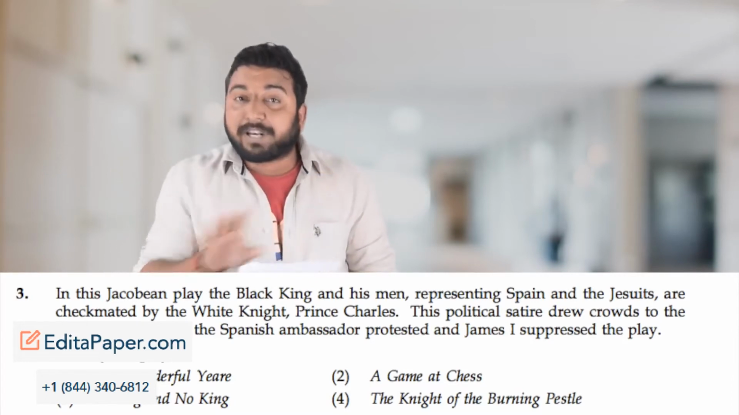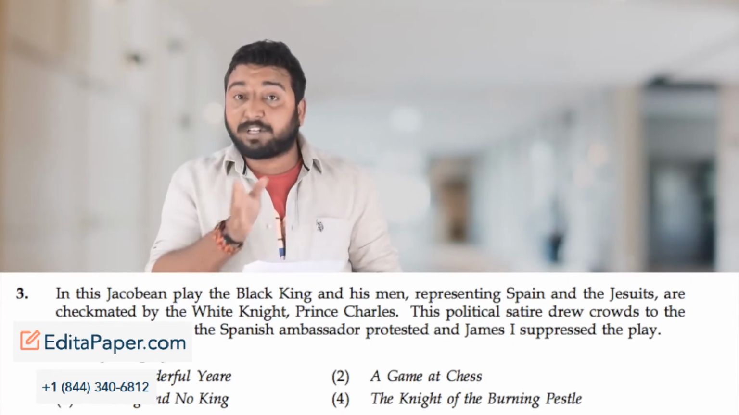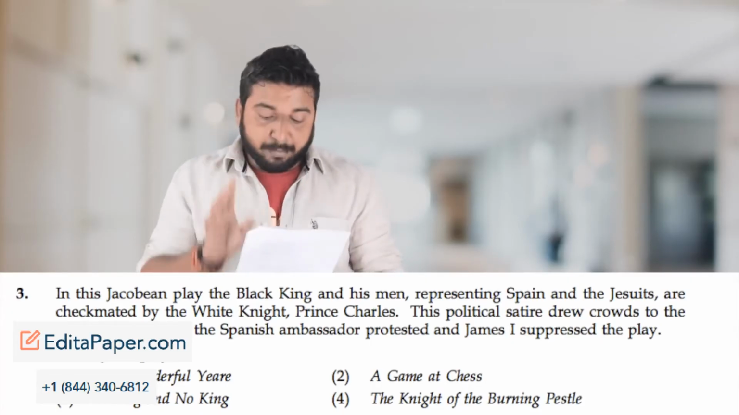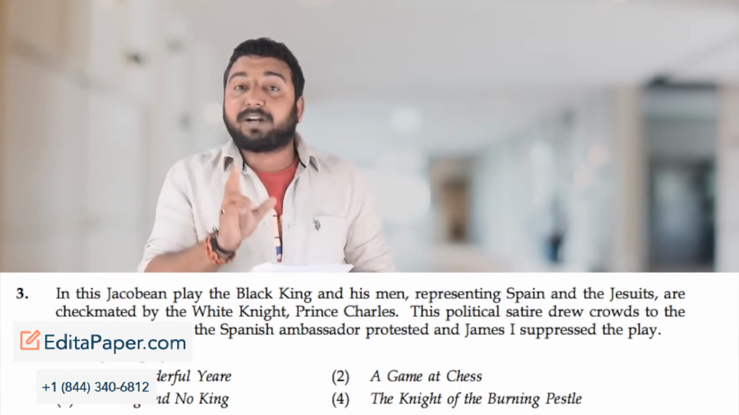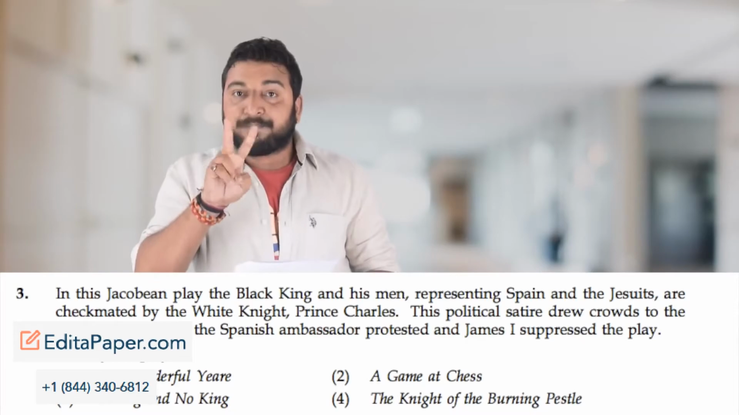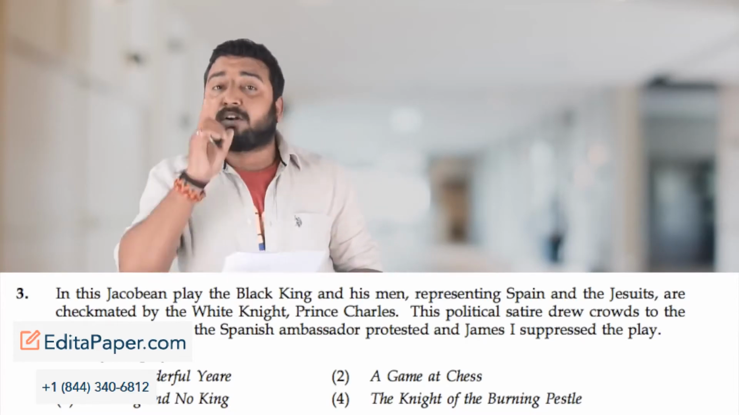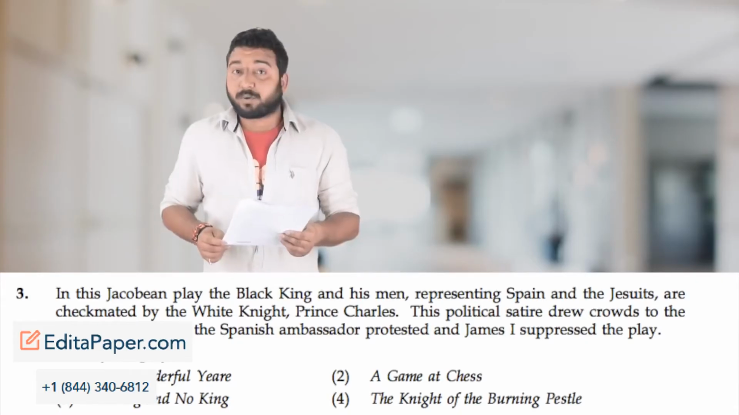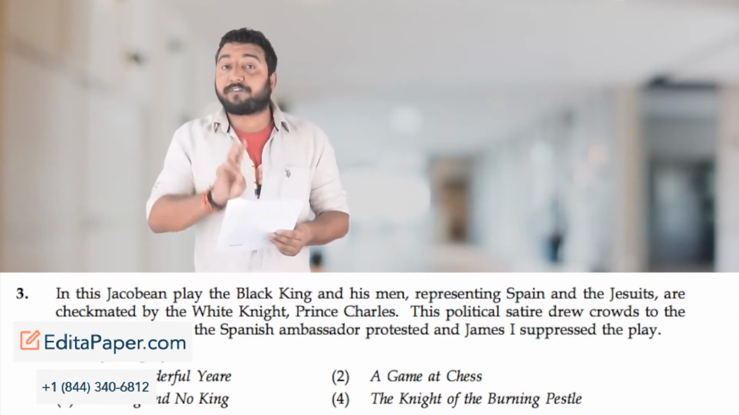Guys, it's very easy because the very first line is actually giving you a message that it has a scene of chess. And moreover, if you remember, I told you about Middleton. Middleton has written a game of chess where there are 2 kings, represented as Black Knight and White Knight. Not a single name has been used. So I suggest you read the question again: it's a Jacobean play where we have 2 different knights.